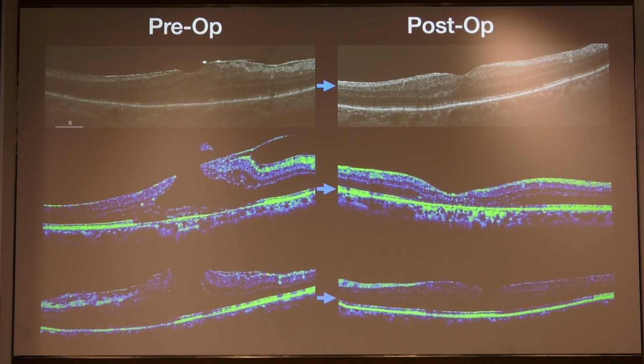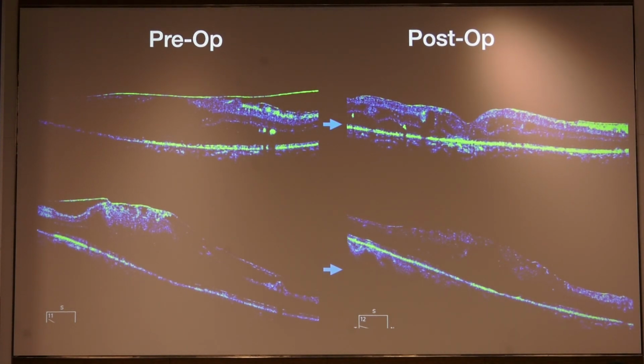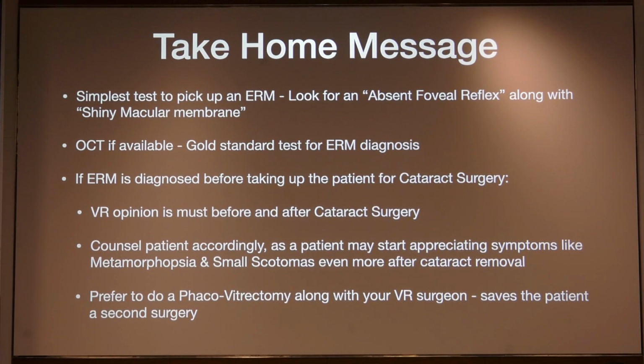The first one is a thin ERM in a silicone oil filled eye. The second and the third are VMT-related epiretinal membranes. And these last two images are diabetic-related ERMs. So the take-home message would be, the simplest test to pick an ERM is to look for an absence of foveal reflex along with a shiny macular membrane. OCT, if available, is the gold standard for picking up these ERMs.